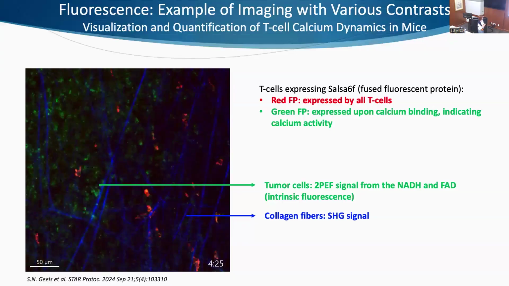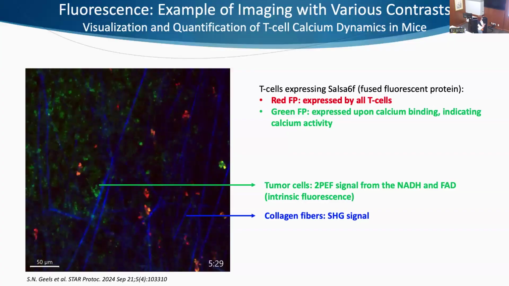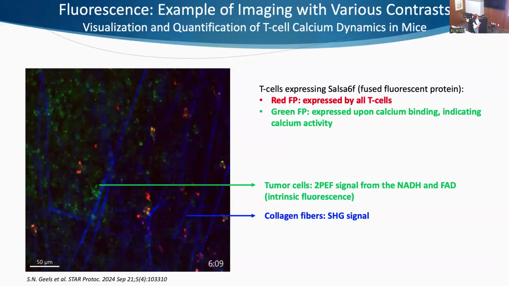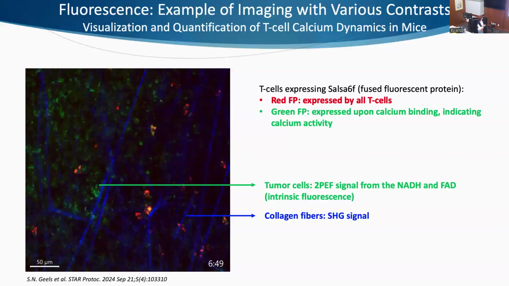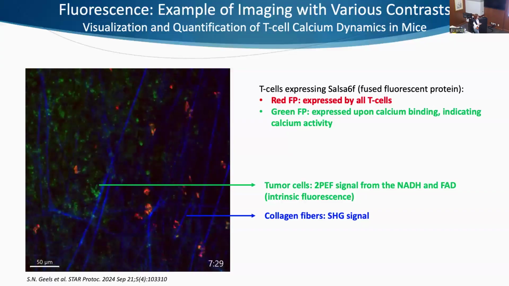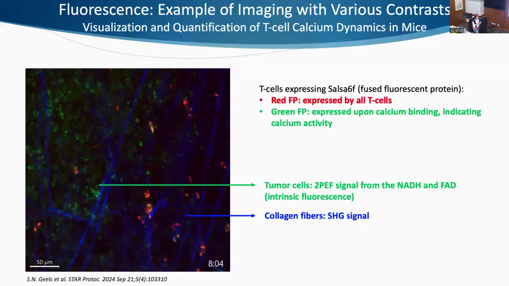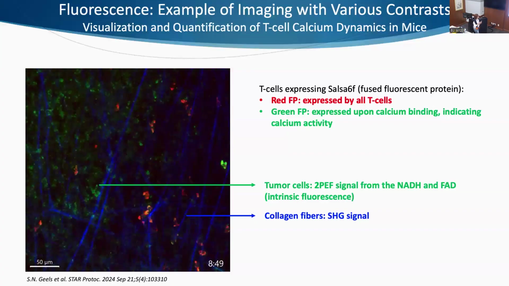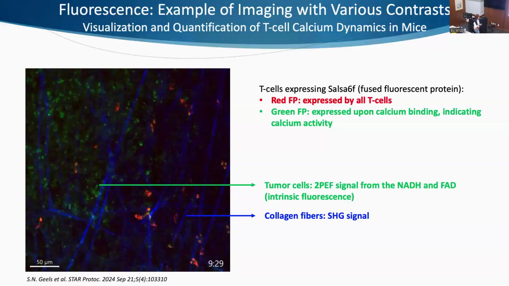So the DNA of the cells in this mouse model was altered to express this fused protein that actually has two parts, a red fluorescence expressed by all the T cells to be able to track them, but also a green fluorescence part expressed upon calcium binding, indicating calcium activity. This calcium signal helps the cells talk, and it's important to understand the cells' behavior and how they are programmed to interact with different antigens.